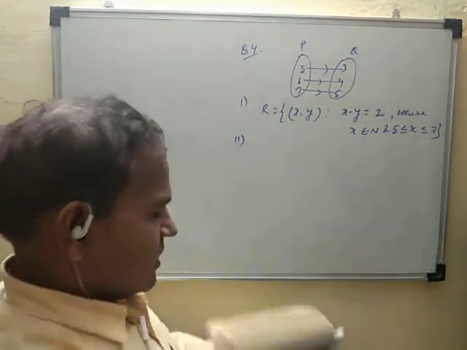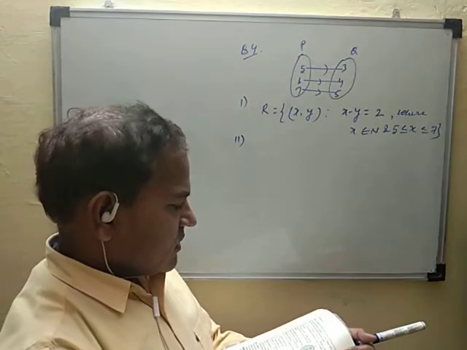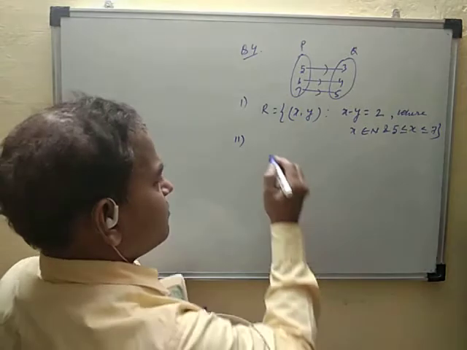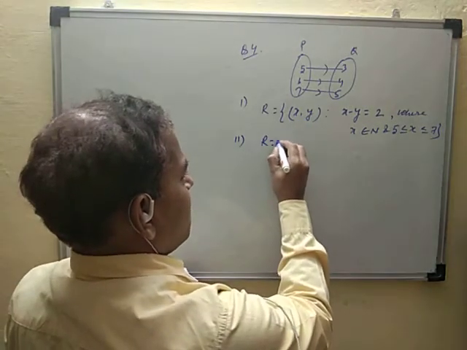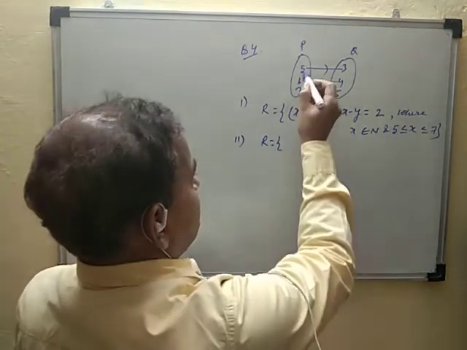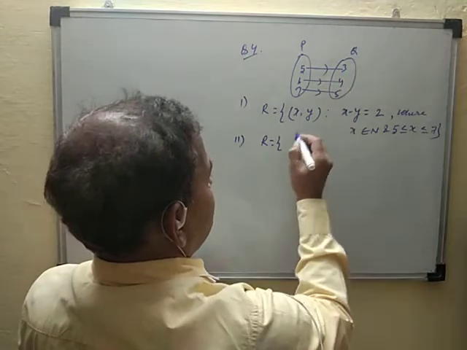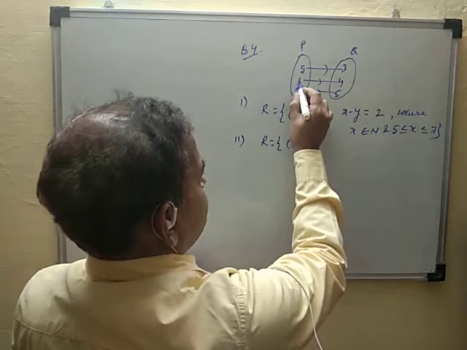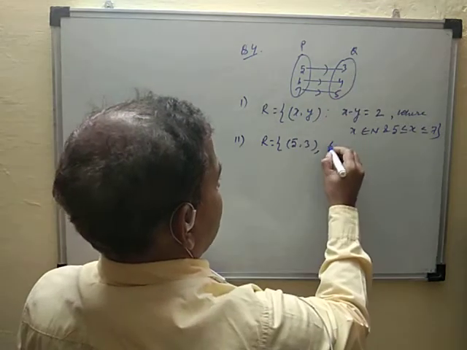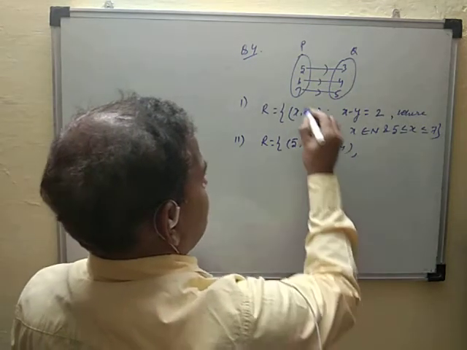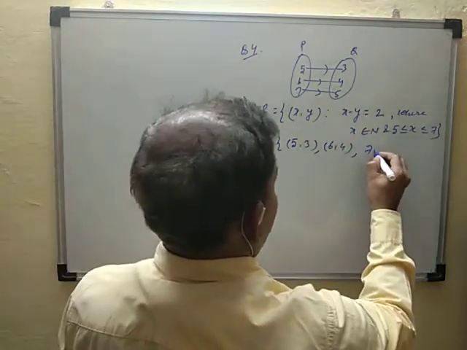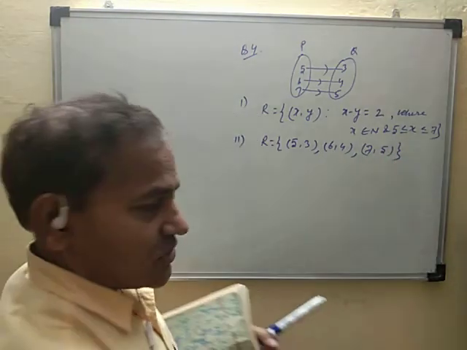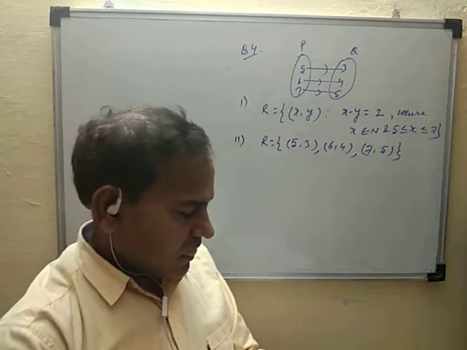Second, write roster form. So roster form: R is equal to, that is, here 5 is related to 3, so the first element is (5, 3). Next, 6 is related to 4, so (6, 4). Next, 7 is related to 5, that is (7, 5). So this is the value of R.